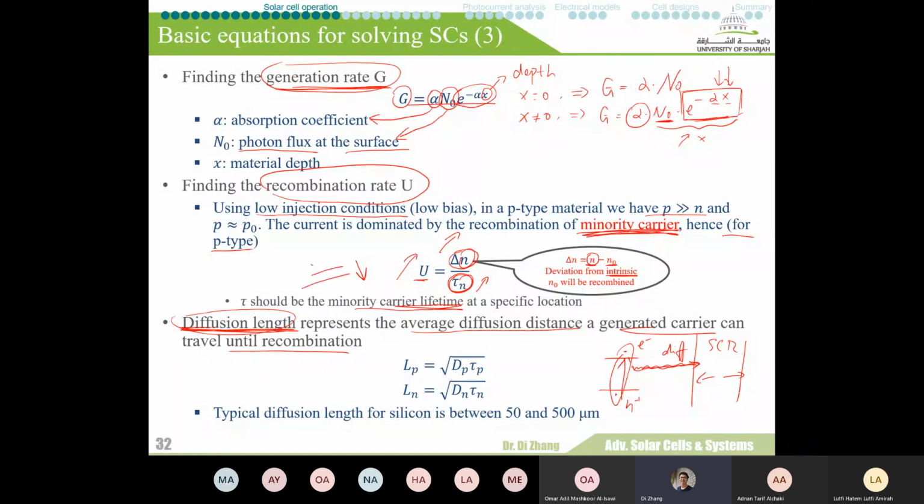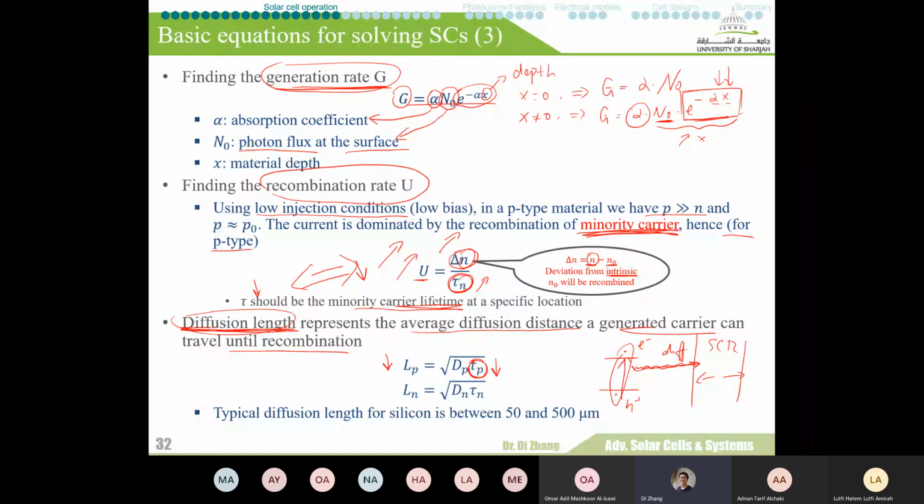Okay, so it's also related to the recombination rate, right? Because you can see that the faster the recombination rate, the easier it is for the carrier to be recombined, and therefore you will have a lower diffusion length. This relation is reflected in the equation here. We have the same tau here for the diffusion length equation. If you have a faster recombination rate, your carrier lifetime is going to be shorter, and therefore your carrier can only travel a short distance before recombination.